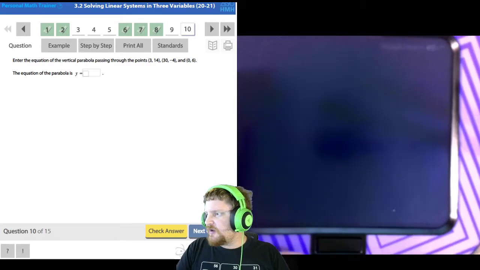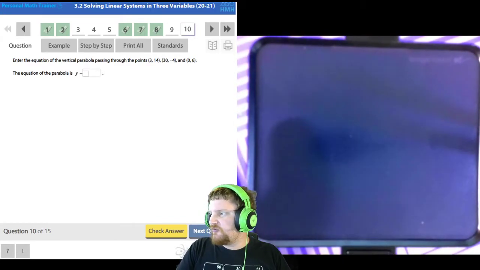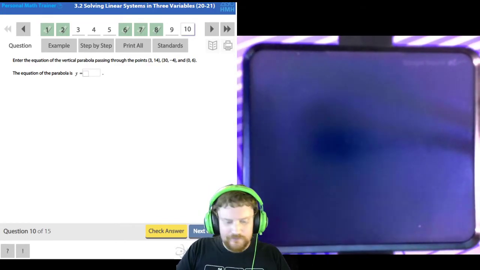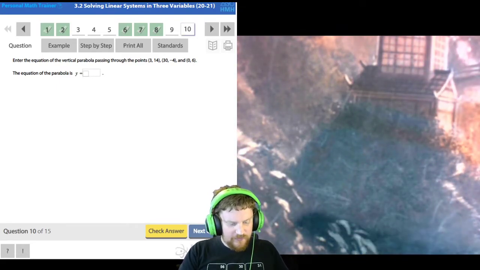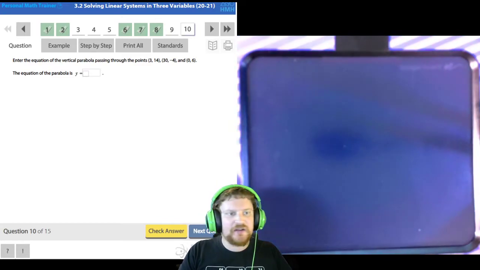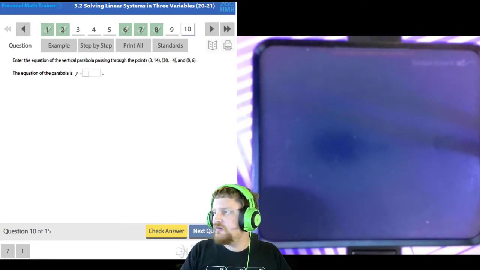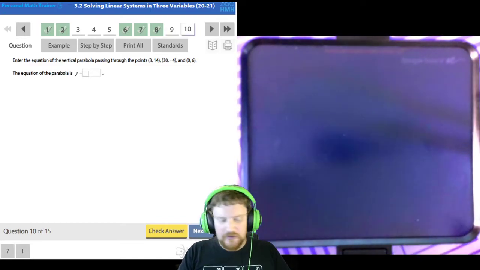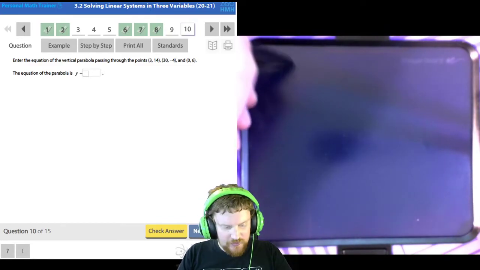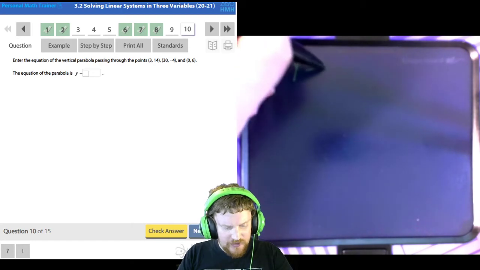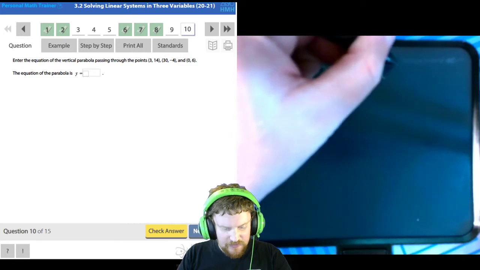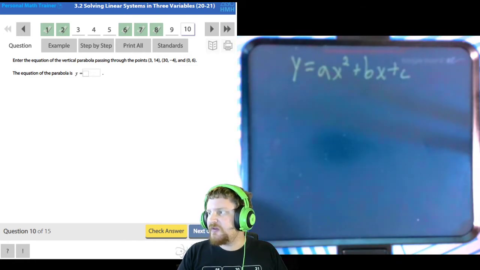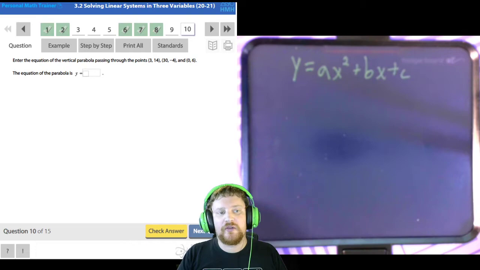The first thing we need to recognize that we may not remember from previous years and previous classes is what the equation for a parabola is, because they're asking us to find a parabola that passes through these points. But the equation for a parabola is y equals ax squared plus bx plus c. And they're giving us 3 points to work with. The first point is 3, 14.